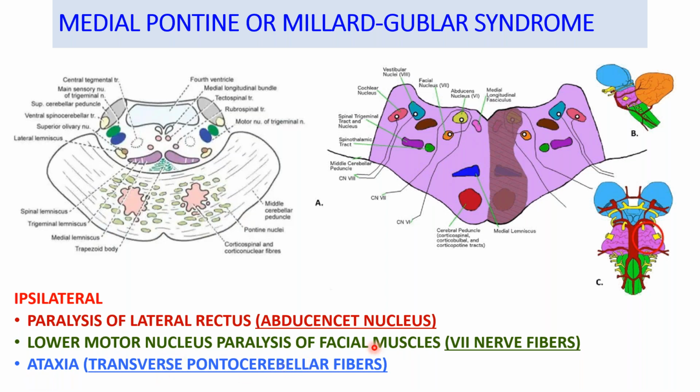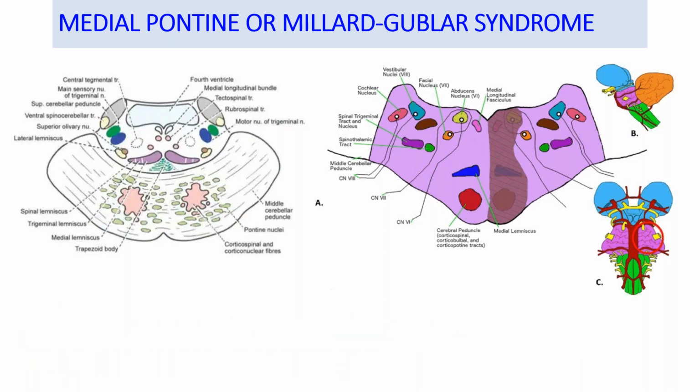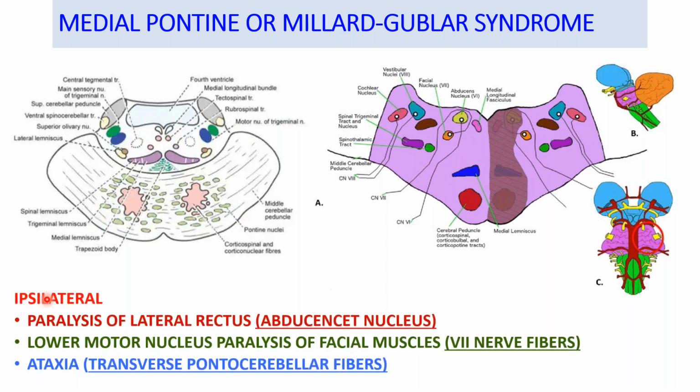Because of the transverse pontocerebellar fibers, there will be ataxia. The cerebellar ataxia will be there. These symptoms are all on the ipsilateral side, that is the same side. This diagram is not corresponding. You should have the lower portion diagram placed over here; I've put the upper part.